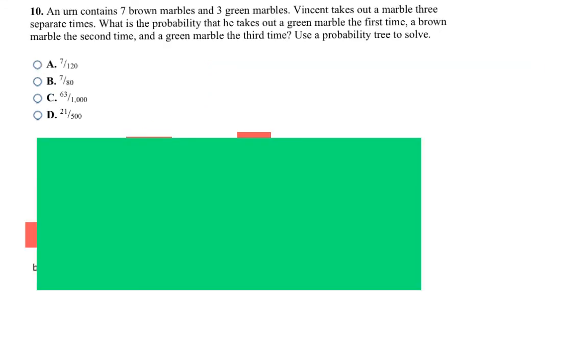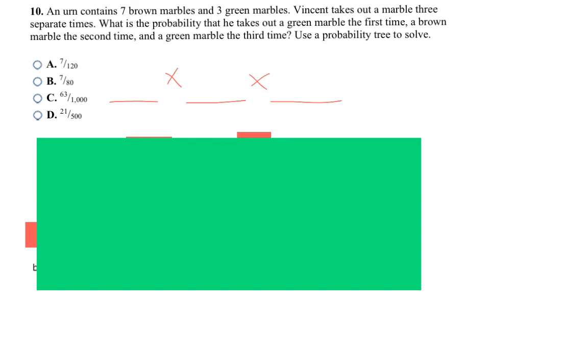This last question says, an urn contains 7 brown marbles and 3 green marbles. Vincent takes out a marble 3 separate times. What is the probability that he takes out a green marble the first time, a brown marble the second time, and a green marble the third time? Use the probability tree to solve. So here, you could do it the way we just did the last problem using the probability tree, and I'll show you what that would look like in the end so you can see it, and you can pause and try that on your own. But you can also just think of what the probabilities would be for those 3 steps and multiply them together.